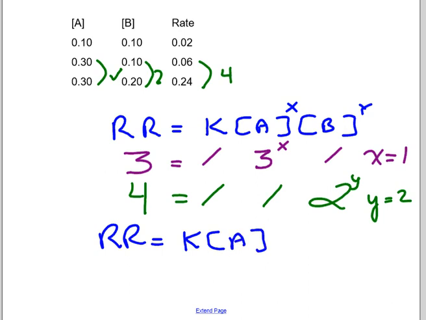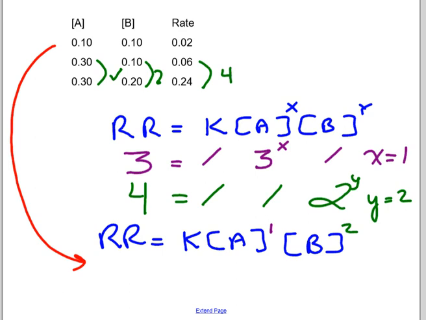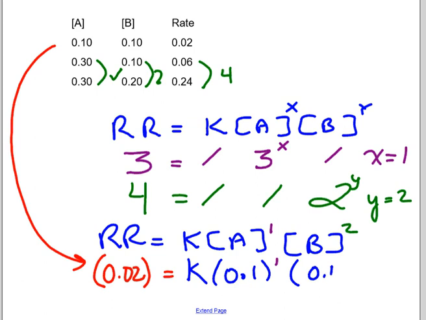Rate equals K times the concentration of A to the power of 1 times the concentration of B squared. This reaction is first order in A, second order in B, and third order overall. Substituting any one line of data into the equation, and out of habit, I'm going to pick the first one. My rate is 0.02. K is the unknown that we're going to solve for. The concentration in A is 0.1, which we know is going to be to the power of 1. And the concentration in B is 0.1, which I can see is going to be squared. Rearranging to solve for K, we get a value of 20 as our rate constant. And again, I told you the values for rate constants can be all kinds of different values and can be all over the map.